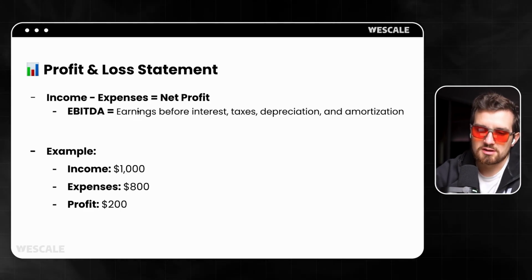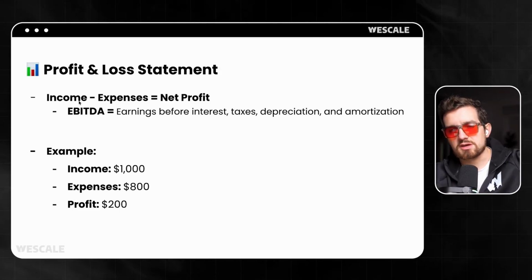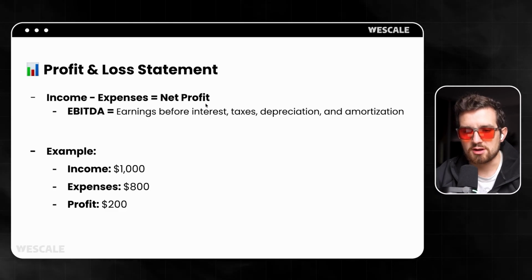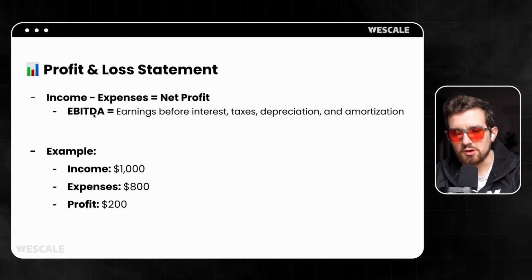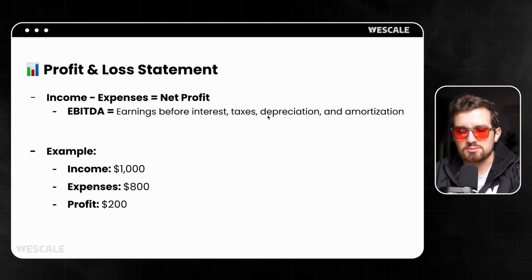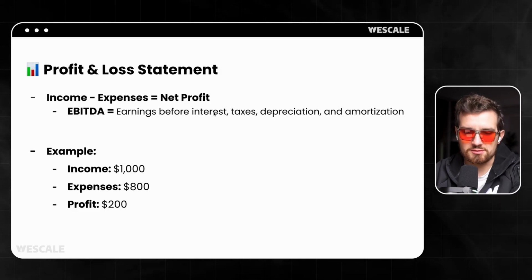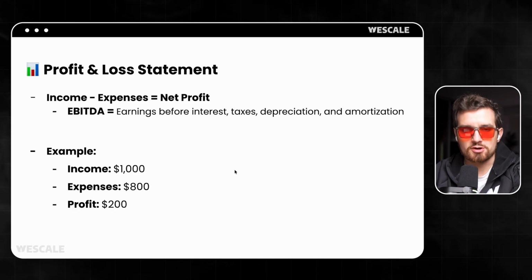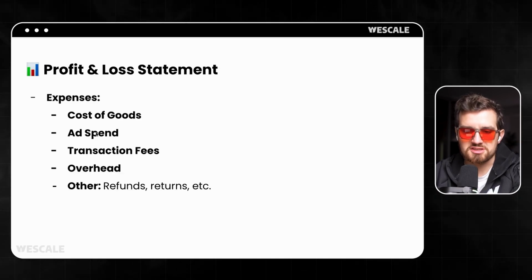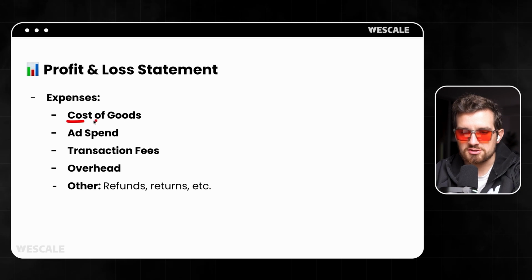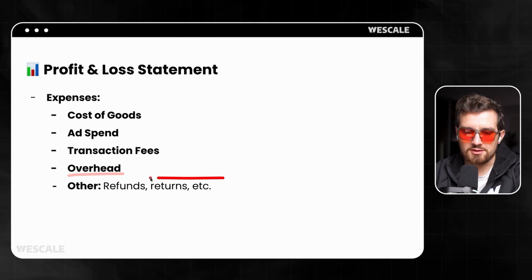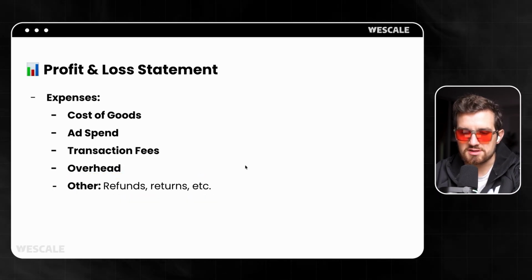P&L, profit and loss statement, basically shows all of the money that came into the business and then all the money that left. So income minus expenses equals net profit. Fancy accounting term, EBITDA, earnings before interest, taxes, depreciation, amortization. Big mouthful of a sentence. Very simple example. Say we had $1,000 in sales and $800 in expenses. That would leave us with $200 in profit. And our biggest expenses that we have are the cost of goods sold, our ad spend, transaction fees, overhead, then other miscellaneous stuff like refunds, returns, that sort of stuff.